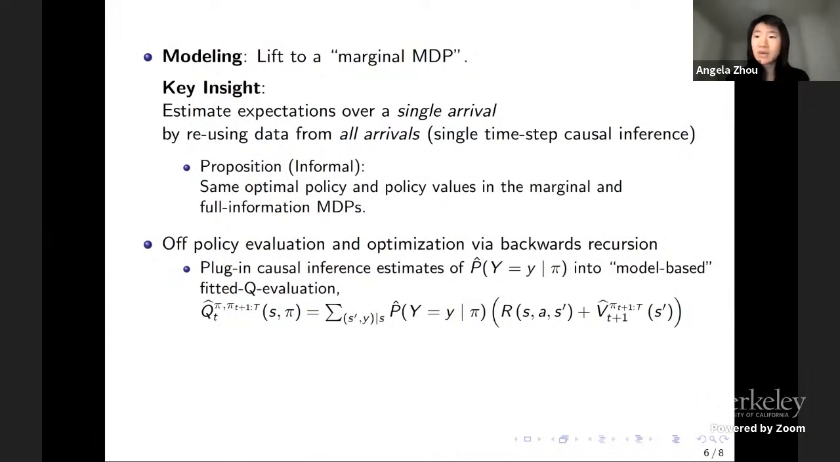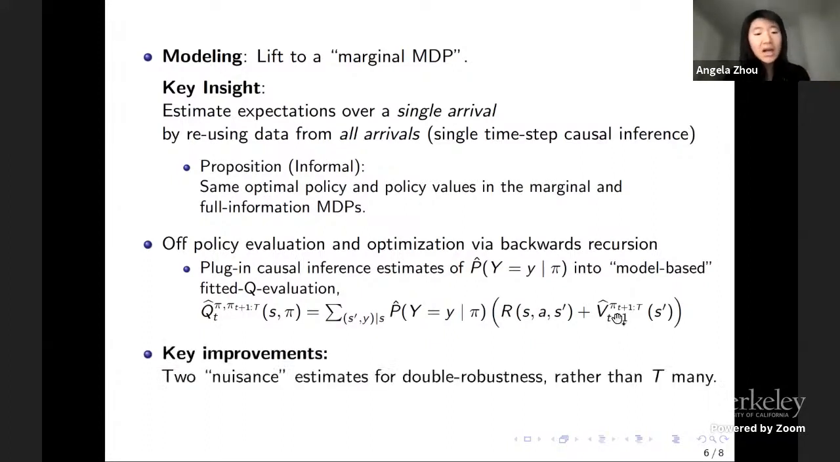So what do we do? We do some modeling. Our key insight is that you can estimate expectations over a single arrival by reusing data from all arrivals. And that is what I'll call single time step causal inference. I won't go into the details about estimation. It's in the paper. But what are our key improvements? I would say our key improvements are if you apply generic dynamic program or offline reinforcement learning ideas, you will incur this dependence on horizon many additional nuisance functions to estimate. On the other hand, by specializing into the problem structure, you recover the right dependence on the number of nuisance estimates, and this can help in practice.